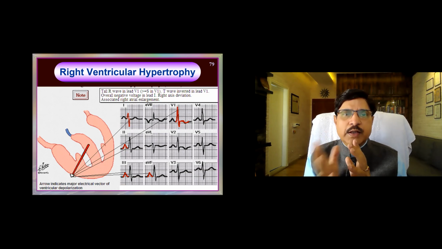T waves are inverted, they are in the opposite direction. Overall negative voltage in lead 1 is much higher. Right axis deviation is there. Right atrial enlargement also is there. You see the axis here? Already we know the axis. The right meet criteria, you can see. L1 and AVL you take, right meet criteria are satisfied, right axis there. Right atrial enlargement also you can see, peaked arrowhead P waves in lead 2. So right atrial enlargement is there, right axis is there, and right ventricular hypertrophy also.